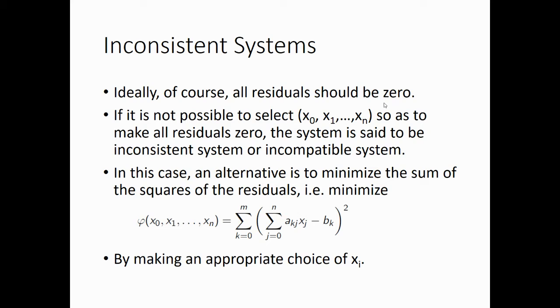If it's not possible to select the x's to make all the residuals zero, the system is said to be inconsistent or incompatible. In this case, an alternative is to minimize the sum of squares of the residuals. And we can do that by making an appropriate choice of our x sub i's.